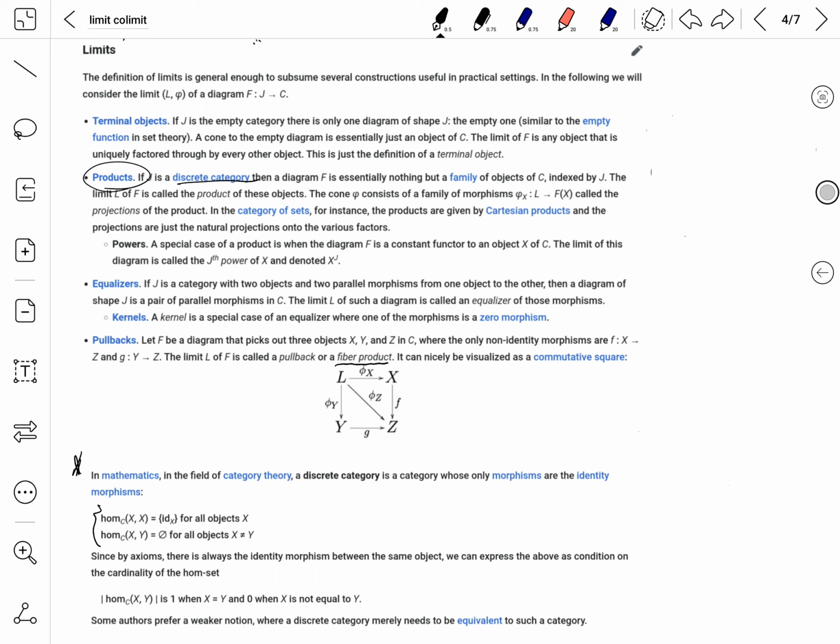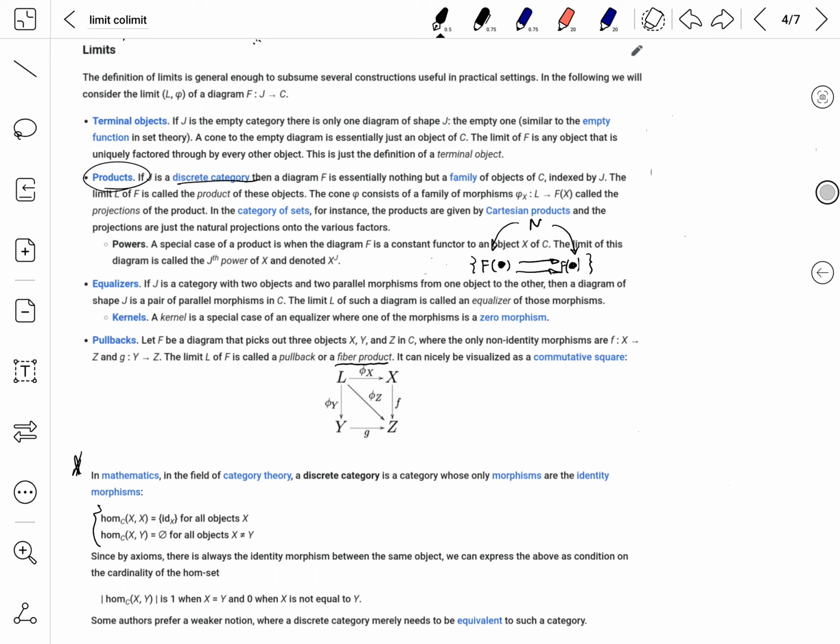Let's say third example, equalizers. If J is a category with 2 objects and 2 parallel morphisms from one object to the other. So J is very precise. It has only 2 objects, 2 parallel morphisms from one object to the other. The diagram of shape J is a pair of parallel morphisms in C. If J is like this, then what you have is a map from J to C, this is what you have.